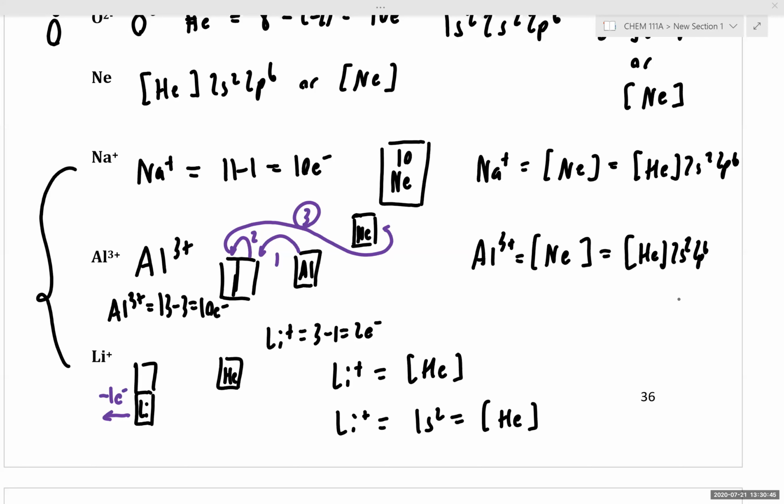Yes. I'll be specific on whether I want you to write an abbreviated or a full configuration, though I have a strong preference, and the most common configurations that you'll be asked to write would be abbreviated configurations, just because operationally they take less time to write. Okay, let's keep going now.